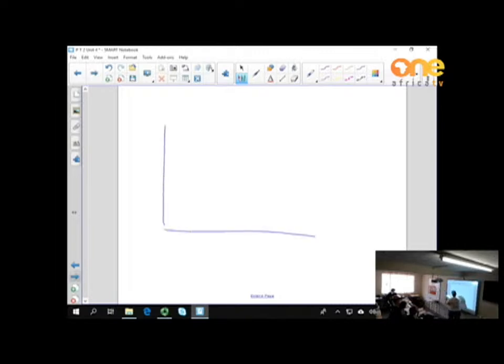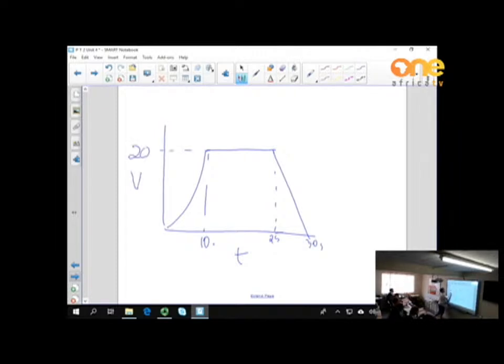Now, it looks like that, and something like that. My graph is not accurate. Over here, we've got 10 seconds. Okay, this is time. And over there, we have 25, and over here, we have 30 seconds. Over here, we have got 20 meters per second. So now we have a velocity time graph.